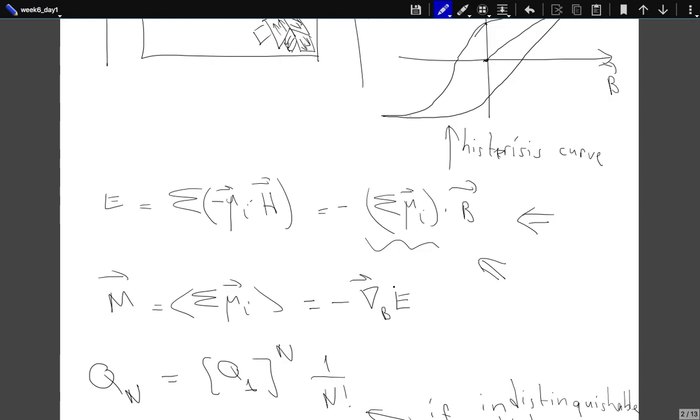It's the gradient of the energy with respect to the components of the B field. If there is only the Z component, then we only obtain the MZ as the derivative of the energy with respect to BZ.